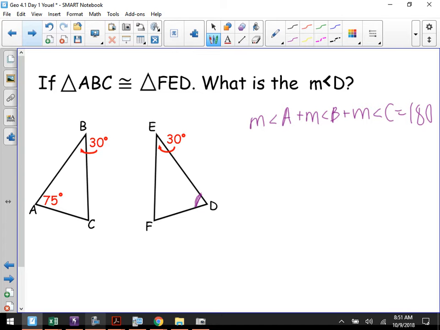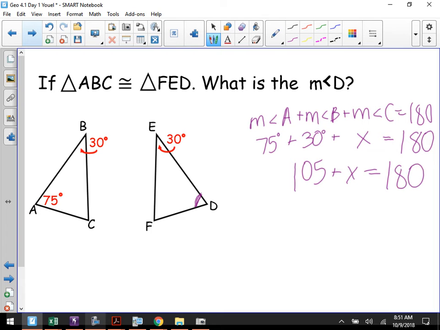So now we want to fill in the information that we have. So what's the measure of angle A? Good. 75 degrees. What's the measure of angle B? 30. And we're looking to find the measure of angle C, so we're going to go ahead and call that x. And we know that that is equal to 180 degrees. So now let's combine. Now 75 plus 30. Yep, 105 plus x is equal to 180. Next step. Yep, so 180 minus 105 is what?